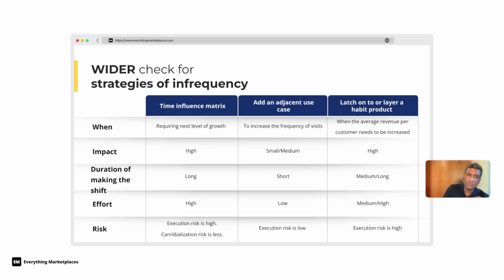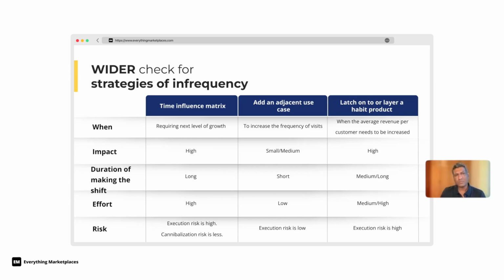The duration of the shift could be long, given that some of these things would be high risk bets. The effort is high, the execution risk is high. Adding an adjacent use case is just generally to increase the frequency of visits. In our case, we talked about Airbnb online experience, and then Zillow's estimate.